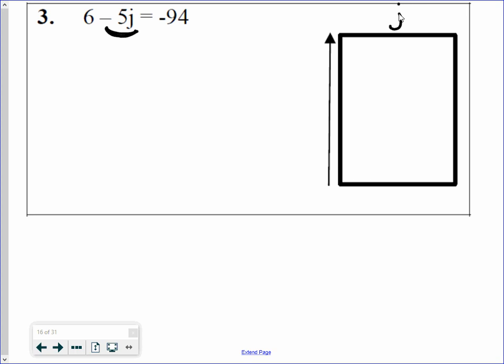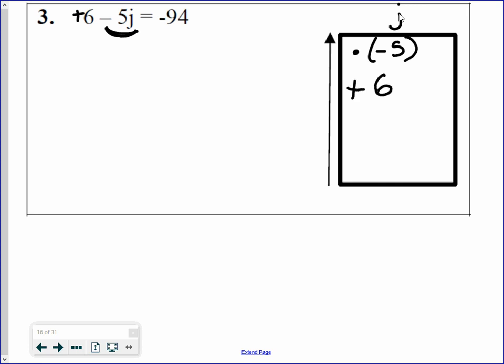So what we'll do is here, over in our box, we're going to write times by a negative 5. The best way I like to think about this is that the negative, or the sign just to the left of what we're talking about, is associated with it, right? So technically, this is a positive 6 minus 5j equals negative 94. So the best way we can do this is just realize, oh, hey, that j is being multiplied by a negative 5, and then we're adding 6 to it. So I'm going to write plus 6 in my box.